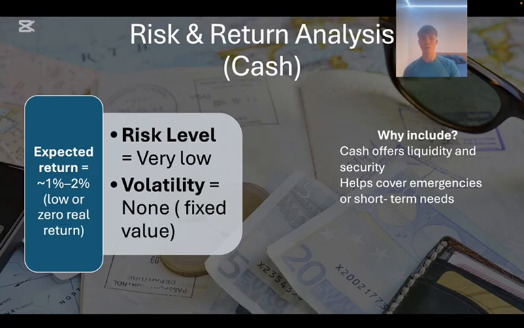Finally, cash is a vital component of the portfolio for its liquidity and security. It doesn't offer high returns, but it is essential for covering emergencies or short-term expenses. Keeping some cash ensures our client can access funds quickly without having to sell long-term investments at the wrong time.